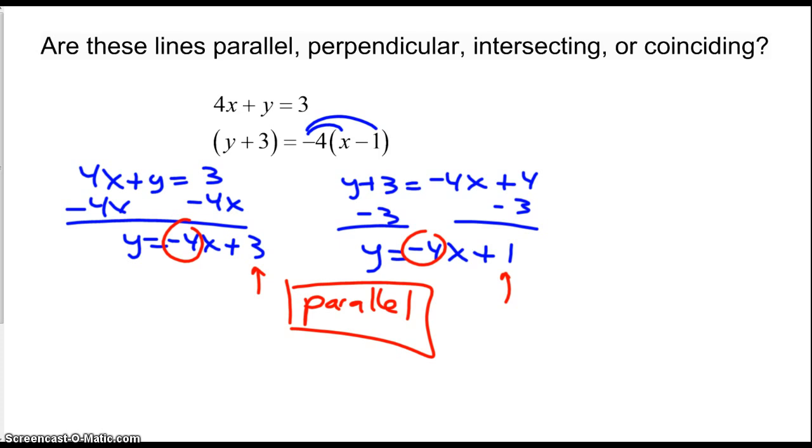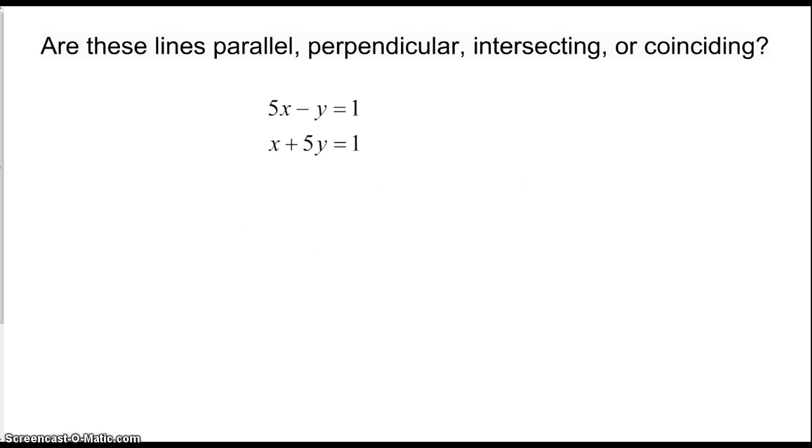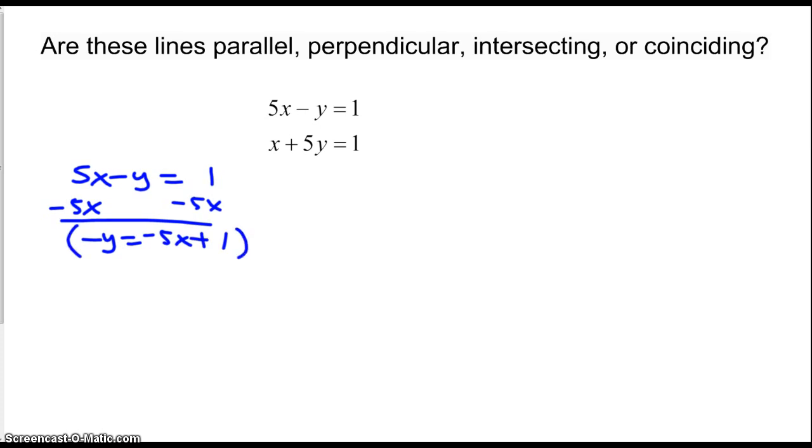Okay? All right, let's take a look at another example. What about these lines? Again, we need to convert to y equals mx plus b form. Pause the video, try that, see what your conclusion is. Okay, 5x minus y equals 1. Let's see, I could subtract 5x from both sides. Negative y is negative 5x plus 1. And then maybe multiply everything by negative 1 to get a positive y on the left side. So that changes all the signs. So I have y equals positive 5x minus 1.